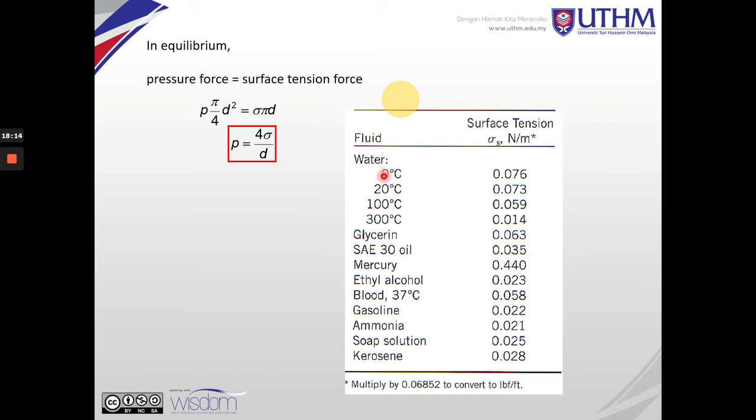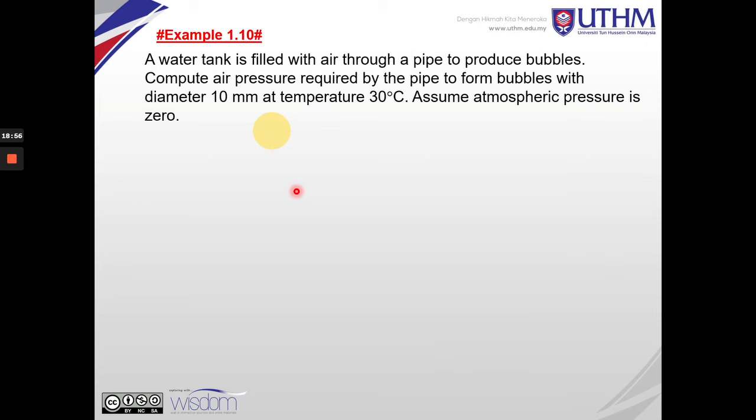When water is at 0 degrees Celsius, the surface tension is 0.076, and it changes until the water is at 300 degrees Celsius. Other liquids are different, so the surface tension is also different. We use the equilibrium of pressure force equal to surface tension. We use this equation: the pressure P is equal to 4 times the surface tension divided by D, where D is the diameter. Look at example 1.10.